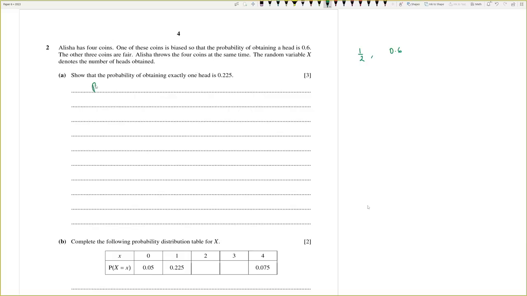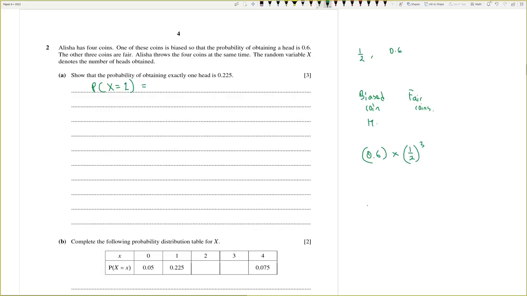Okay. So probability of obtaining 1 head. So basically, you have the biased coin and you have the fair coins. So what if I get head on the biased coin? What will it be like? So head on the biased coin multiplied by tails on the fair coins, essentially. Okay. So this is one way. They're thrown at the same time, right? So the order doesn't matter.